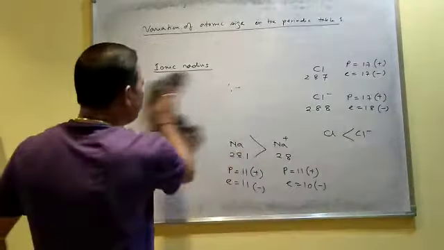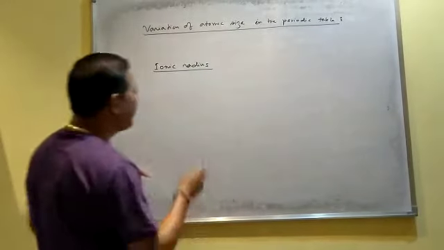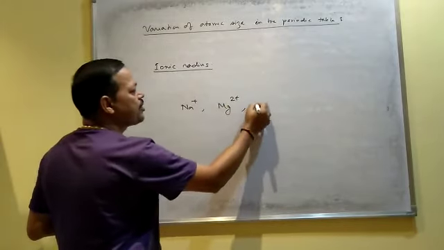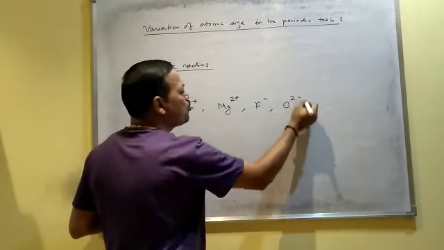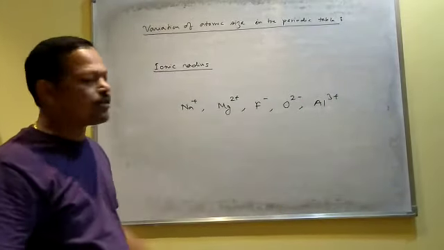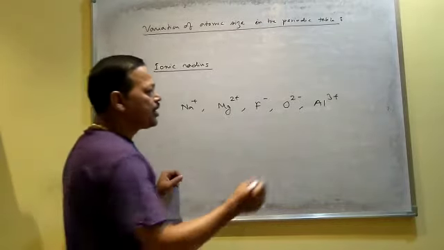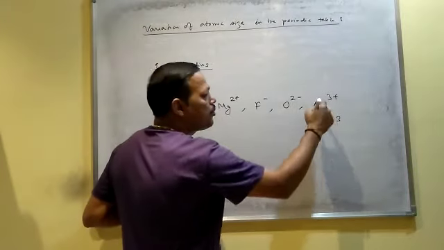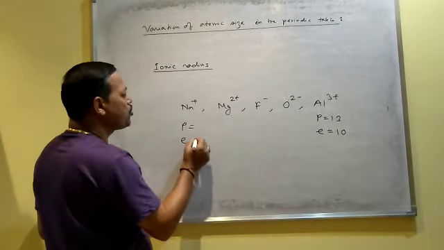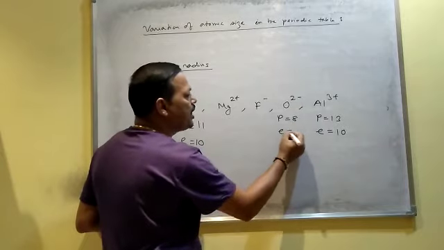In case of isoelectronic species, for example, Na plus 10 electrons, Mg2 plus 10 electrons, F minus 10 electrons, O2 minus 10 electrons, Al3 plus 10 electrons. Since they contain the same number of electrons, these are called isoelectronic species. So in case of isoelectronic species, here proton number is 13 because atomic number of aluminum is 13, electron is 10. Here electron is 10, proton is 11. Here proton 8 because oxygen atomic number is 8, electron 10.